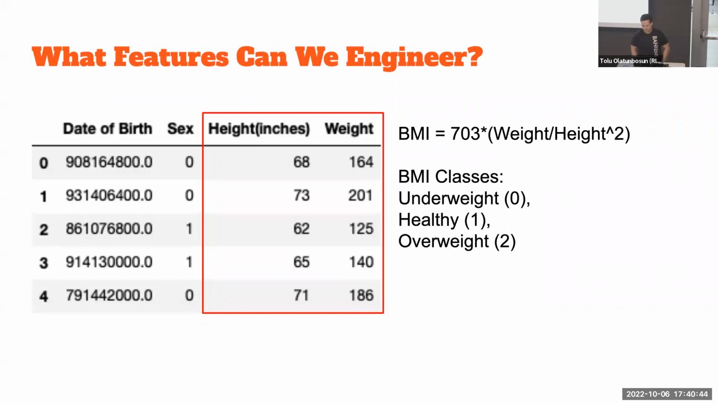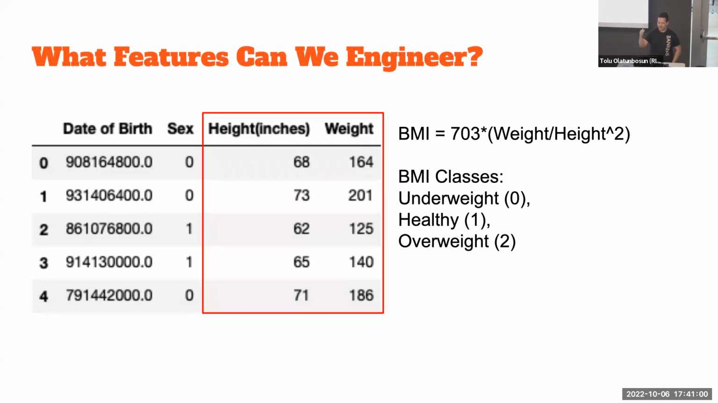And so now we have a new column, BMI. But also from BMI, you can take the actual medical rating of someone. So someone can be underweight, healthy, or overweight, and you can tell that from their BMI.